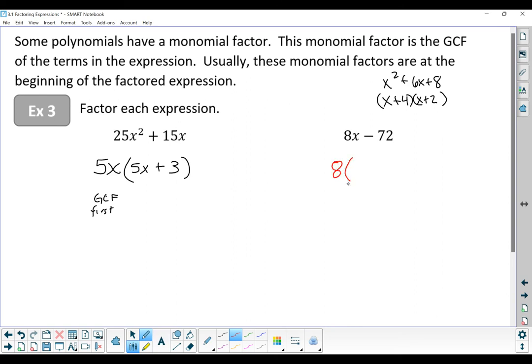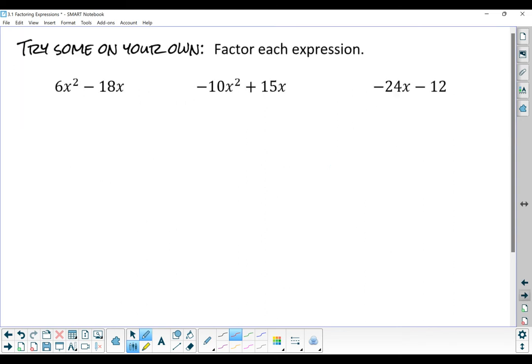So this, we have a common factor of 8. If I factor or unmultiply that 8, it leaves me with an x minus 9. 6x squared minus 18x, they have a 6x in common. If I unmultiply that 6x, that leaves an x minus 3.